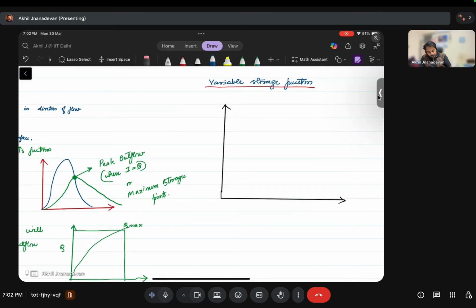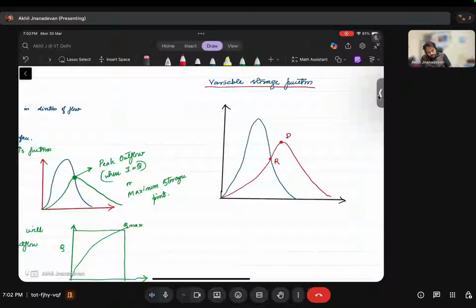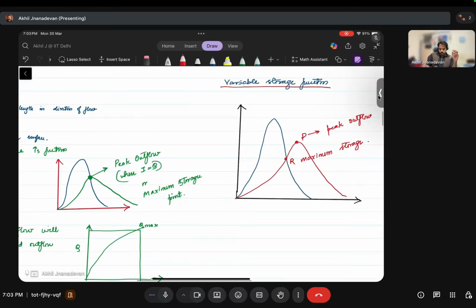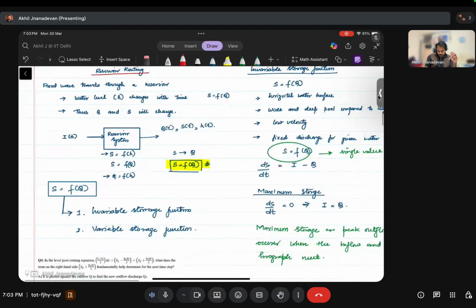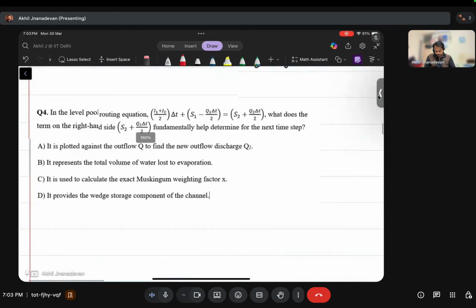So this is our inflow hydrograph, and the outflow hydrograph peak will occur after some time. There is a time lag; this is the peak outflow, and this is the point of maximum storage. Okay, so I hope that would be clear. That is the end of this question and we can move on to the fourth question.